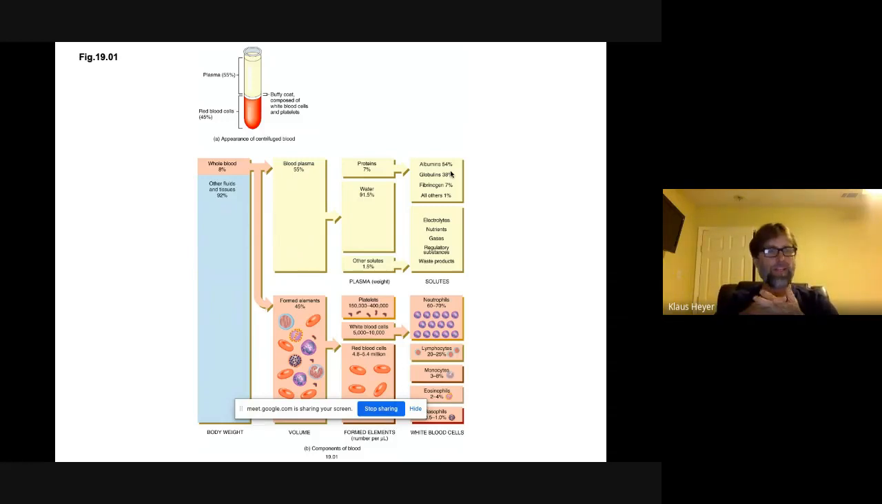The temperature of blood is not a really major thing, but it's about 38 degrees. Your body temperature on average is around 37 degrees, so blood is a little warmer than your body temperature. That's it. That's a real general introduction to blood.